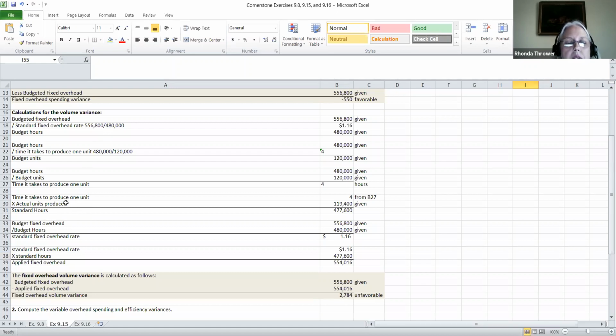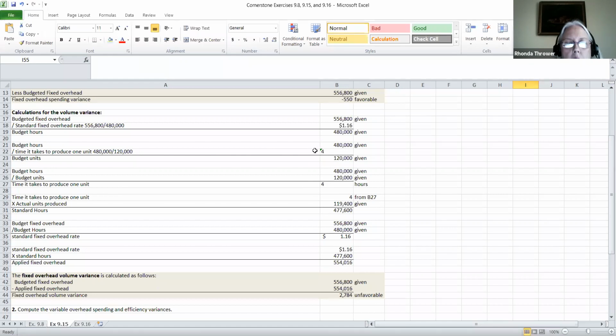And so we'll have to figure out the time it takes to produce 1 unit. So I've done that right here. The time it takes to produce 1 unit is found by taking your budgeted hours, which was given, and dividing it by the budgeted units, which was given. If you divide 120 into 480, it'll tell you that the time that it takes to produce 1 unit is 4 hours.